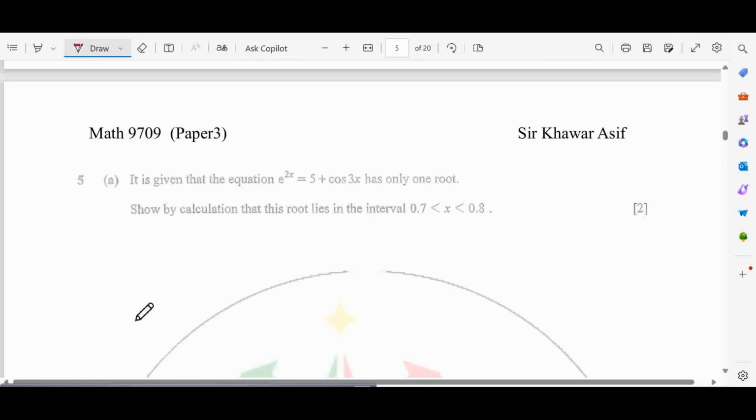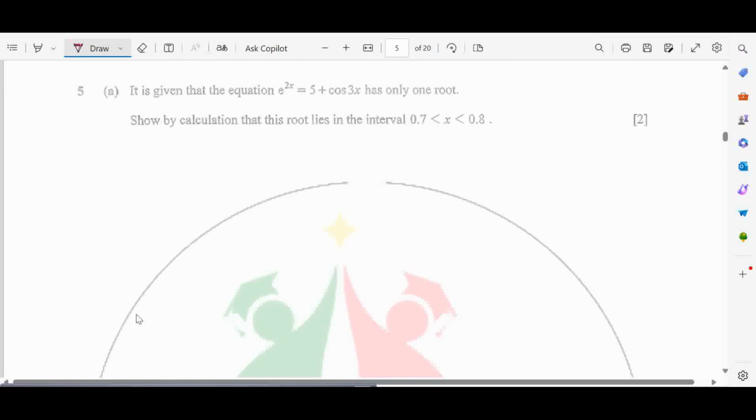Let's move to question number 5. It is given that the equation e power 2x is equal to this thing has only one root. Show by calculation. Now how we can say, we can first of all just rearrange it. F of x is equal to 5 plus cos of 3x minus e power 2x.